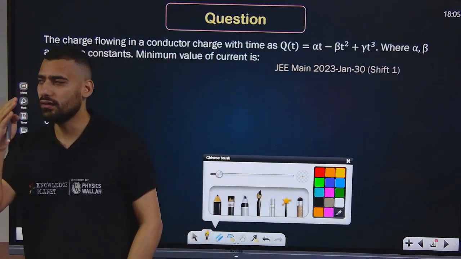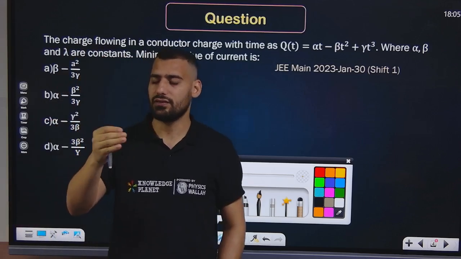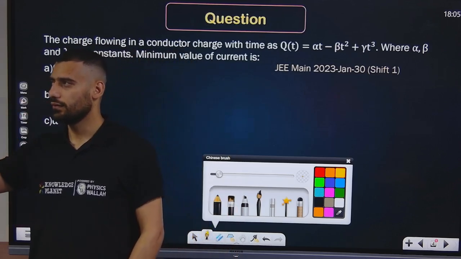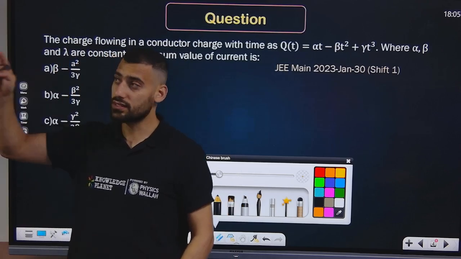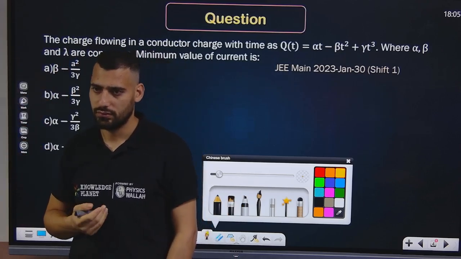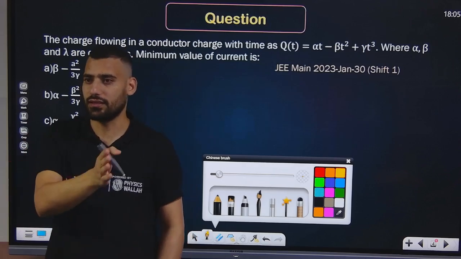Current is, for example, you and me, we have the same opinion that UAE is amazing. It is a current of thoughts. Current of charges is the current we are discussing.